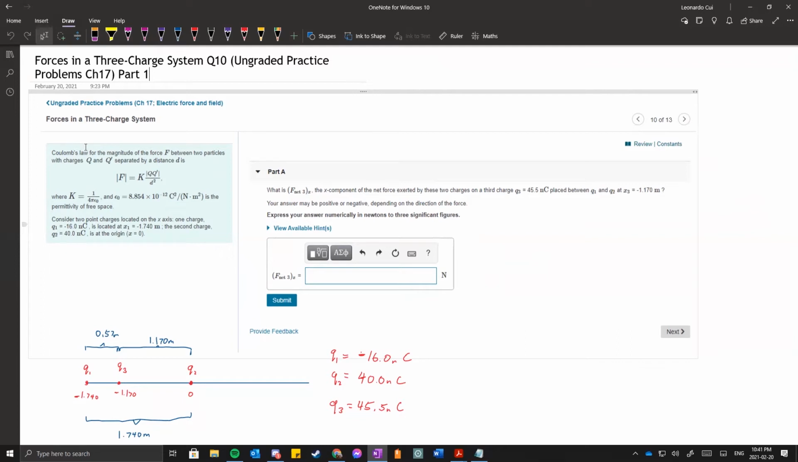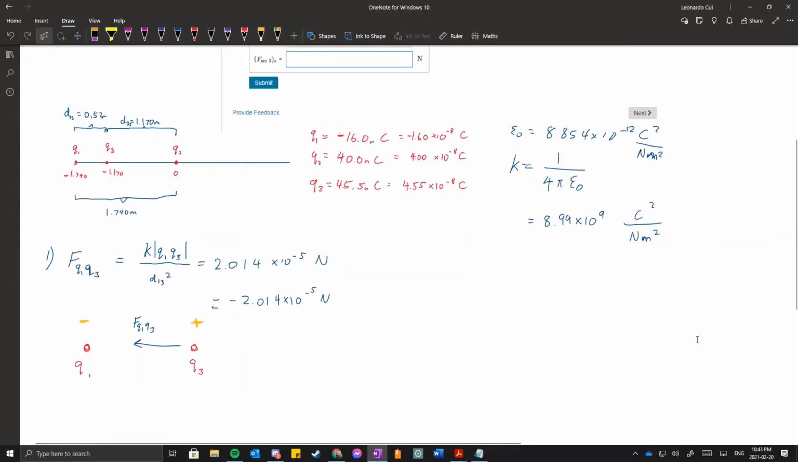The given variables in this question are the three charges. Q1 has a charge of negative 16 nanocoulombs. Q2 has a charge of 40.0 nanocoulombs, and Q3 has a charge of 45.5 nanocoulombs. Okay, so next we use Coulomb's law to calculate the force that Q1 and Q2 exert on charge Q3.